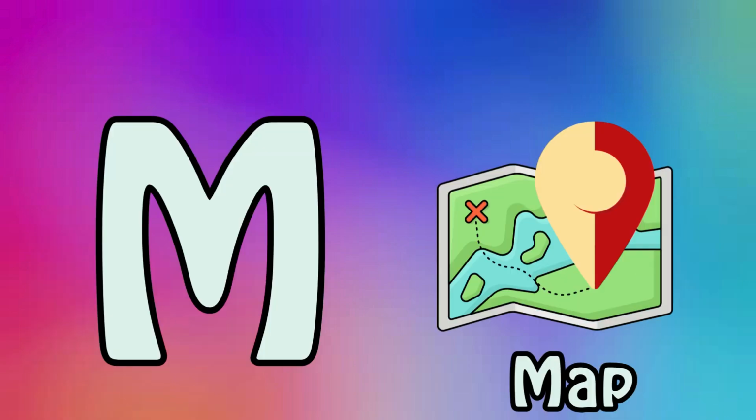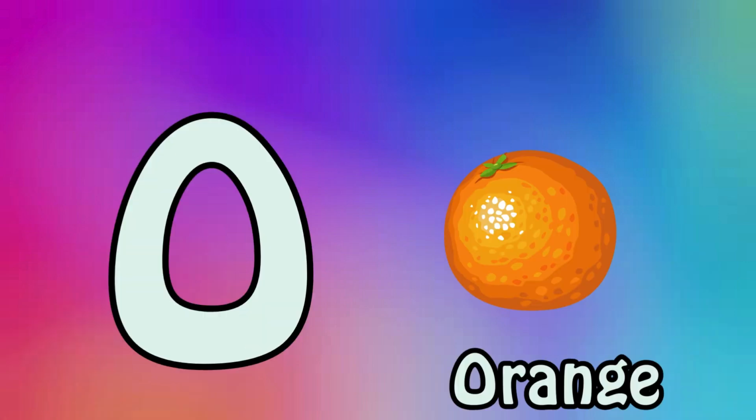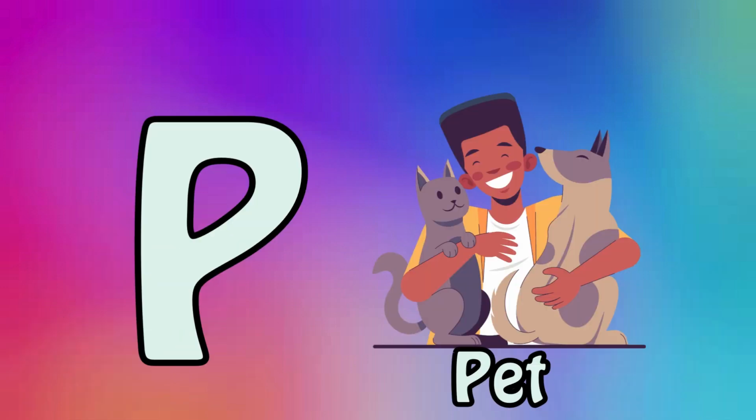M is for mat, mat. N is for net, net. O is for orange, orange. P is for pet, pet.